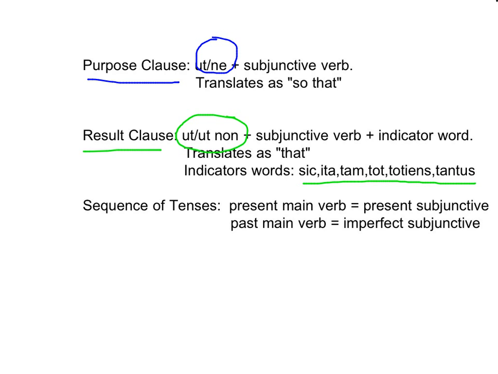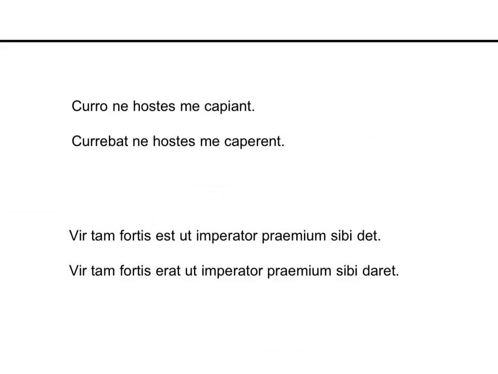Purpose and result clauses also need to follow the rule that's called sequence of tenses, and all that basically means is that if you have a present tense main verb before the ut, then you must follow with a present subjunctive. And if you have a past tense main verb, really any sort of past, then the subjunctive is going to be in the imperfect. So, past tense followed by the imperfect subjunctive. So let's take a look at some examples on the next page.